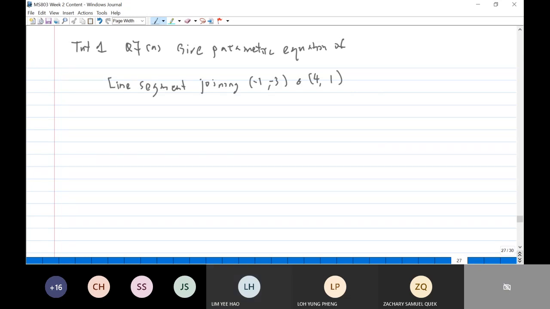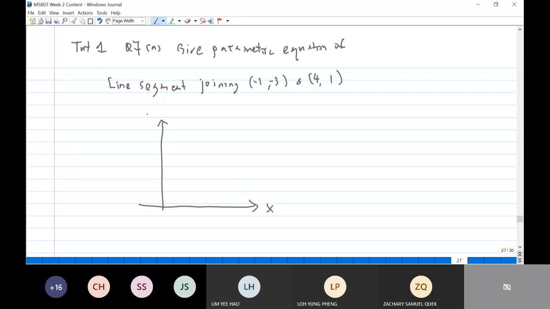Okay, so let's look at question 7A first, tutorial 1, because I did not assign this to you. So let's see how to do this. There are many possible answers; just look at one possible answer here. The line segment joining -1, -3 and 4, 1. So how to do this? Basically, the best way is to draw a picture first.